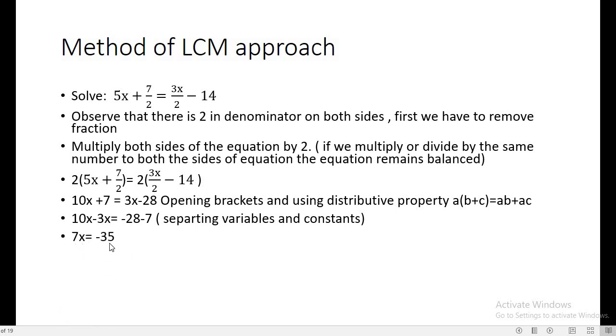So we have 7x equals minus 35, and now this coefficient of x, that is 7, will be transposed to the other side. This is in multiplication, so it will become division. So this is how we isolate the variable. We have to keep x alone. So minus 35 divided by 7 gives you minus 5, which is the solution of the equation.